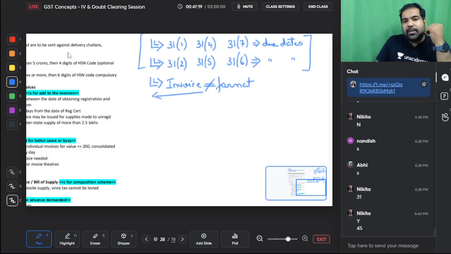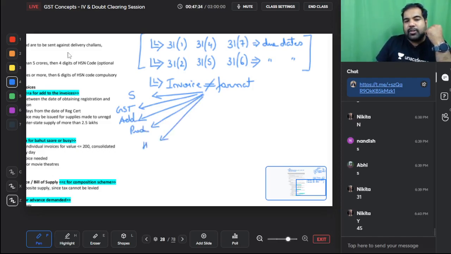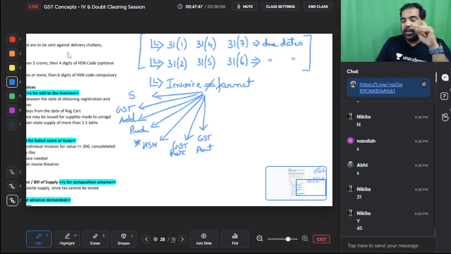You will have the supplier's name, the supplier's GST number, the supplier's address and contact details, the description of the product, the HSN code of the product. I'll tell you more about the HSN code. The GST rate has to be specifically mentioned, and the GST amount has to be separately mentioned. It cannot be in the same thing, it has to be separately mentioned.